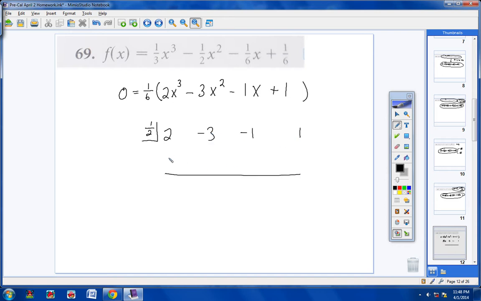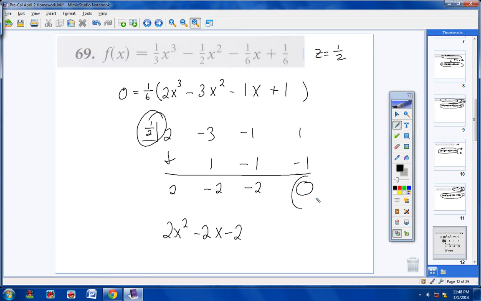Let's bring down our 2. 1/2 times 2 is 1. Combine, you get a -2. 1/2 times -2 is -1. Combine, you get a -2. 1/2 times -2 is -1. Combine, and you will get a 0. So we started off with an x cubed, so our leftovers here would be x squared. So 2x squared minus 2x minus 2. So I come up here and I write zeros equal 1/2. So we found one zero. When you put in 1/2, you got out a 0.